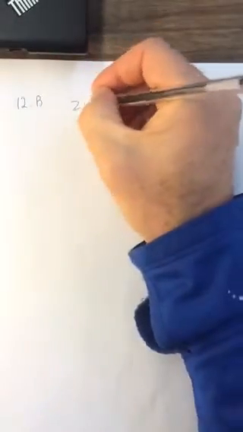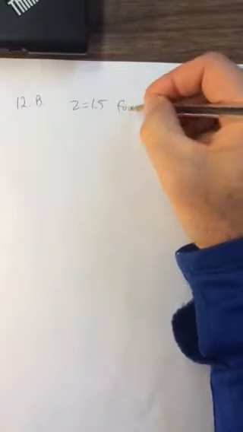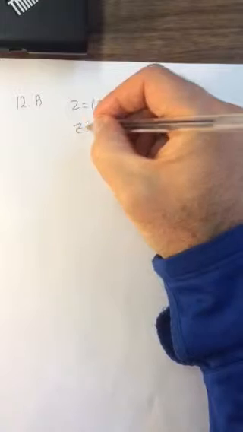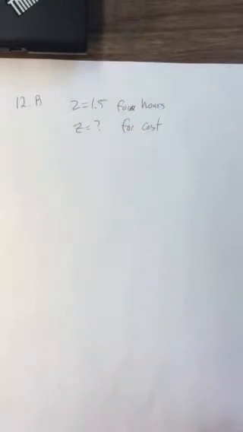A couple of you came in and asked about number 12, so I wanted to try to give a little better answer than I gave you in person. This is 12b, some of you had a question about. It gives you the z-score of 1.5 for the hours, and asks what is the z-score for the cost. I'll try to do it quickly because we don't want to overthink this one too much.